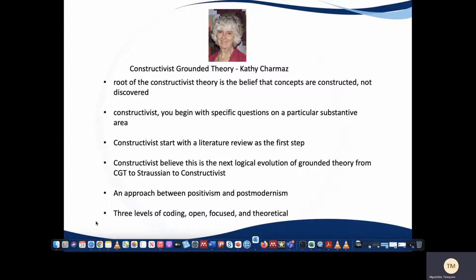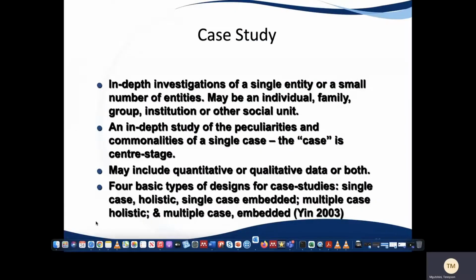So similarly, there are some characteristics here that are shared with other typologies of grounded theories, and these include the fact that you start with the literature review at the first step. And of course, this idea that it's constructivist is seen as being a mental progression from traditional Glaser and Straussian types of grounded theory. So that is basically what that tradition is.